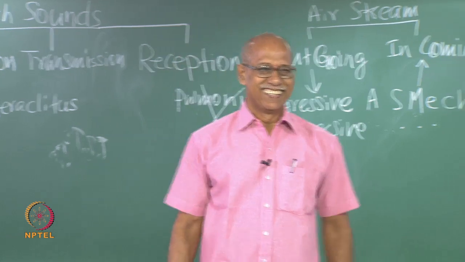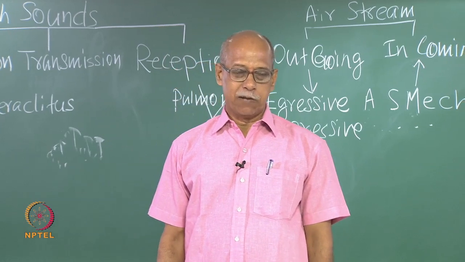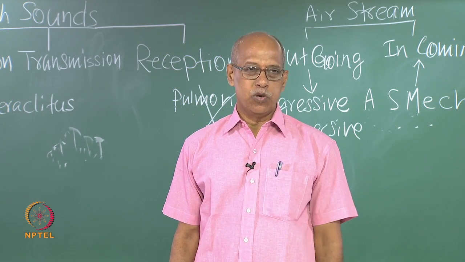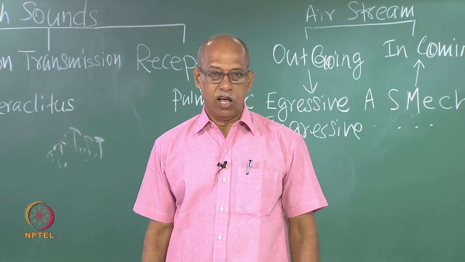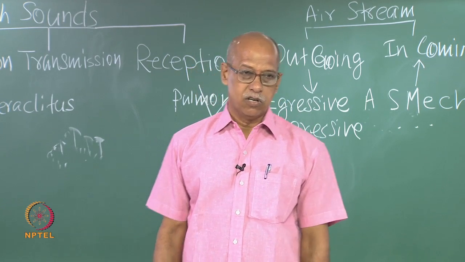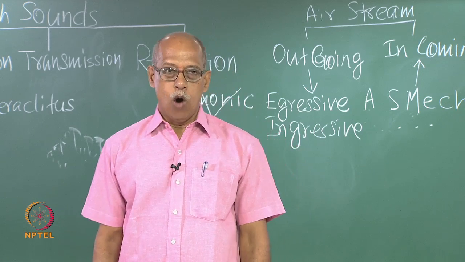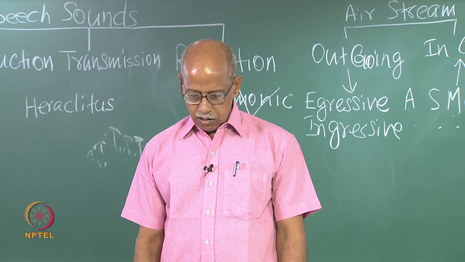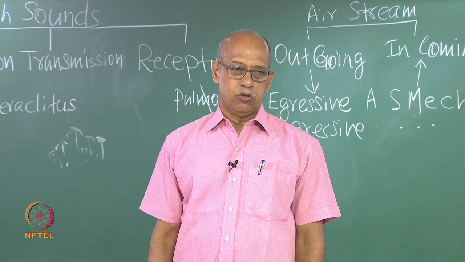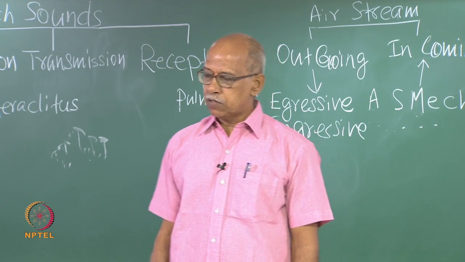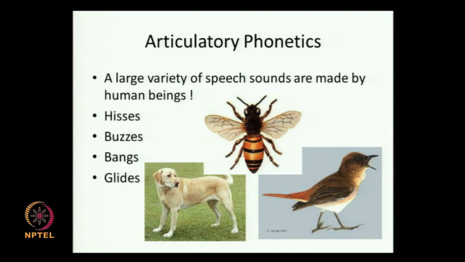Can you do it? Okay. Yeah, right. So birds can do that kind of sound. They can produce gliding sounds, whistles. Or like dogs or lions, you can produce roaring sounds. You can say, wow, wow, wow. Okay. So if you look at the entire animal world, only four kinds of sounds are possible. People say you can either produce hisses or buzzes or bangs or glides. Human beings can produce all four different kinds of sounds.